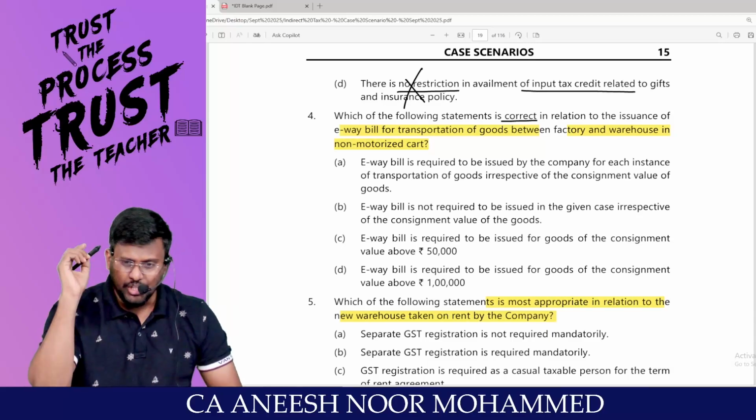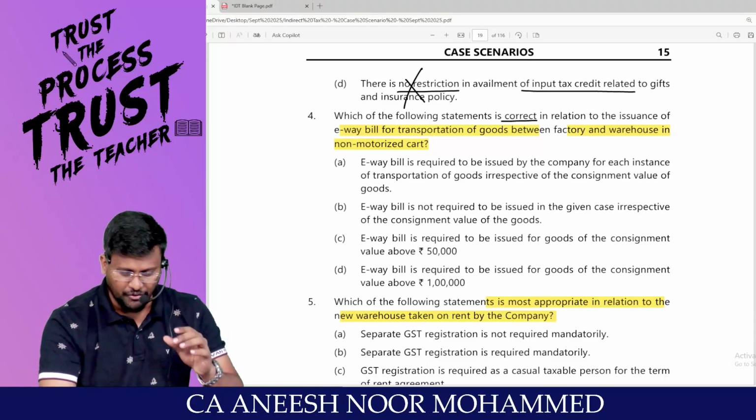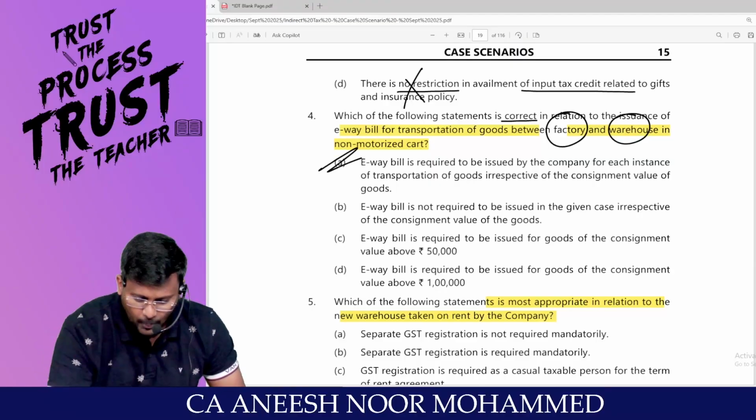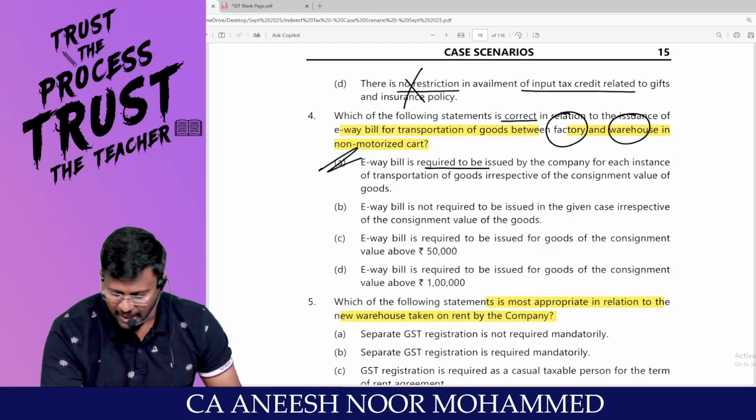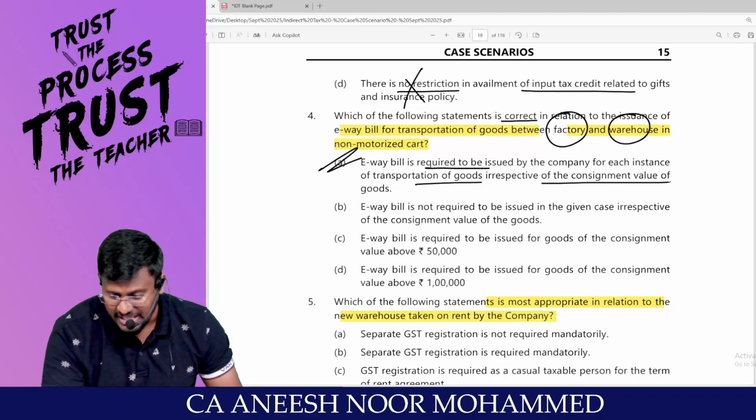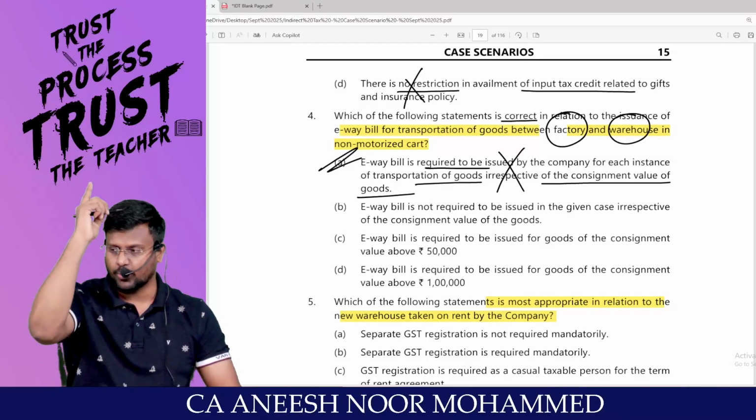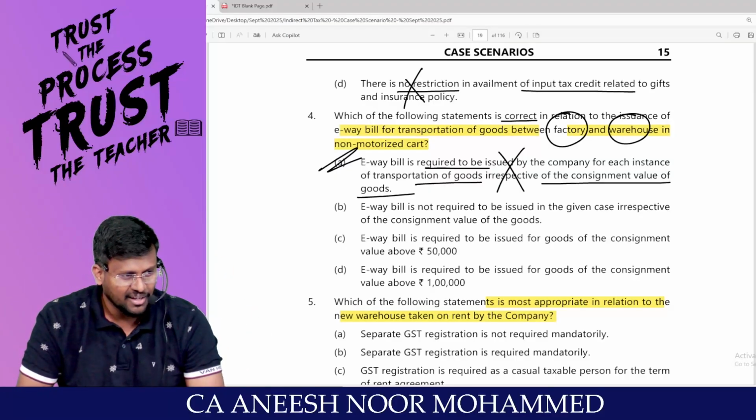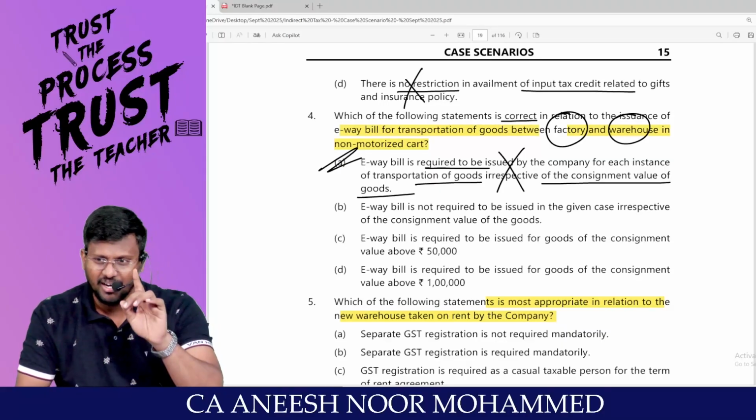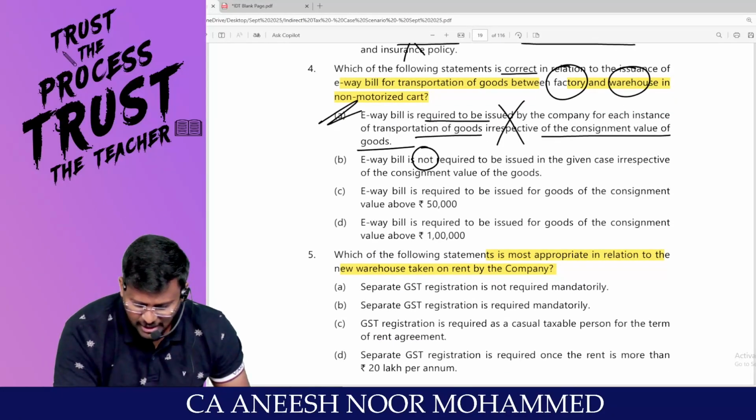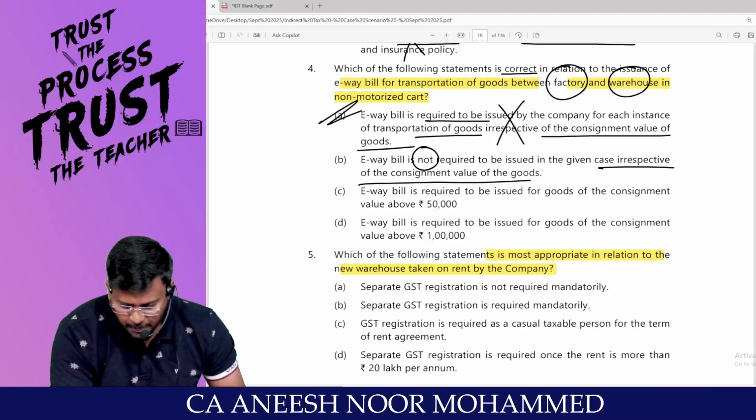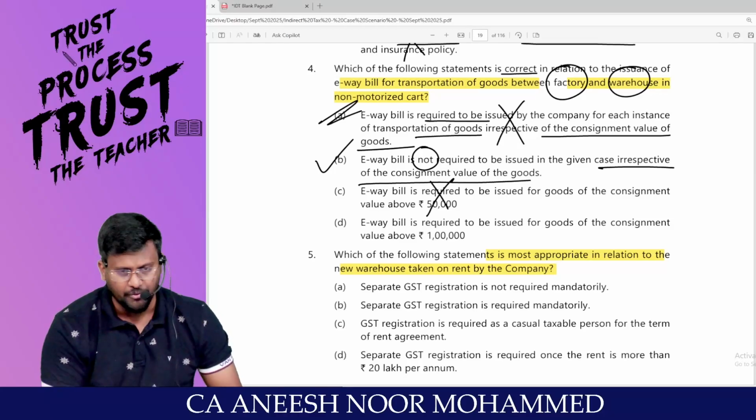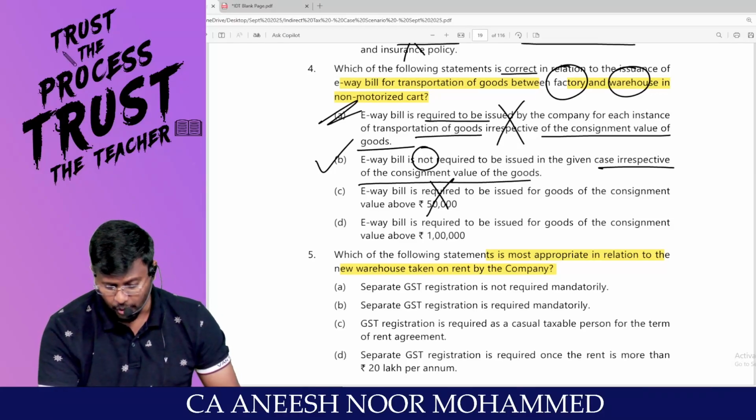4. Which of the following statements is correct in relation to issuance of e-way bill for transportation of goods between the factory and the warehouse? Sir, e-way bill is required to be issued by the company for each instance of transportation of goods, irrespective of the consignment value of goods. Let me ask you a question. If you are going to raise the e-way bill, which vehicle? Bullock cart. No, sir. No e-way bill, sir. E-way bill is not required to be issued in the given case, irrespective of the consignment value of the goods. Right answer. E-way bill is required to be issued for consignment value above 50,000. Wrong answer. E-way bill is required to be issued for goods of consignment value above 1 lakh.